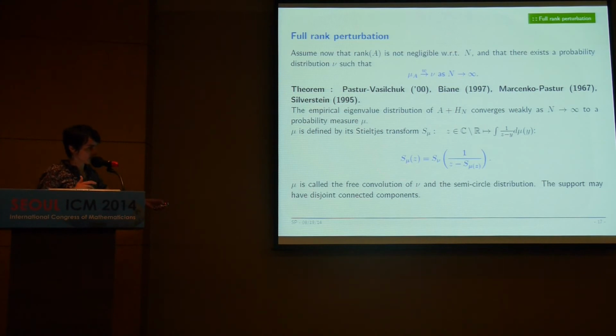Okay, so starting with this definition, in general, it's very difficult to have a clear picture of what mu is. So we know that it admits a density. This is a result of Biane. It may have non-connected support, so different connected components. It is the new feature from the low-rank perturbation case, and in general we cannot compute the density. So the question is now, does the same phenomenon appear in the full-rank case?